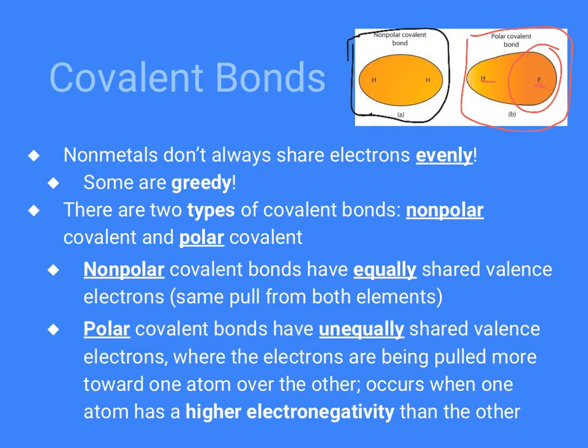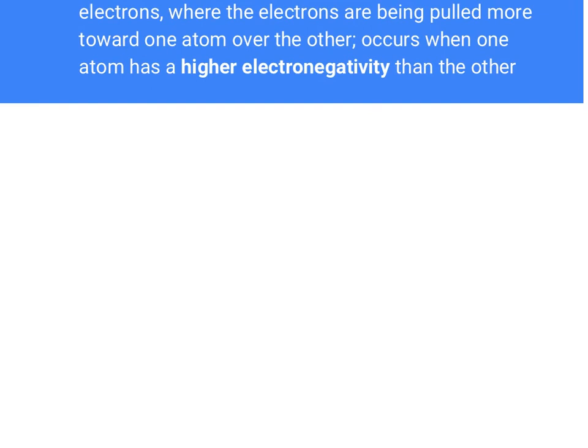So a polar covalent bond has unequally shared valence electrons, where the electrons are being pulled more towards one atom over another. And this happens when we have a difference in electronegativity, when we have one atom in the bond that is really electronegative. So think about water. You all said that water was polar.